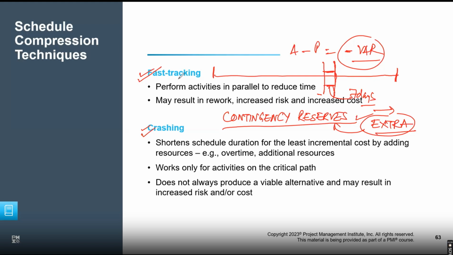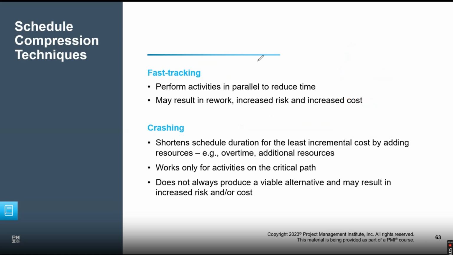Now, the only difference is in the approach. In fast tracking, I will do work in parallel. And in crashing, I'll add more resources to speed up the work. So let's go back and see what will be fast tracking in the same schedule here. This is where I should have been. This is where I am right here. So there's a 7 days gap.